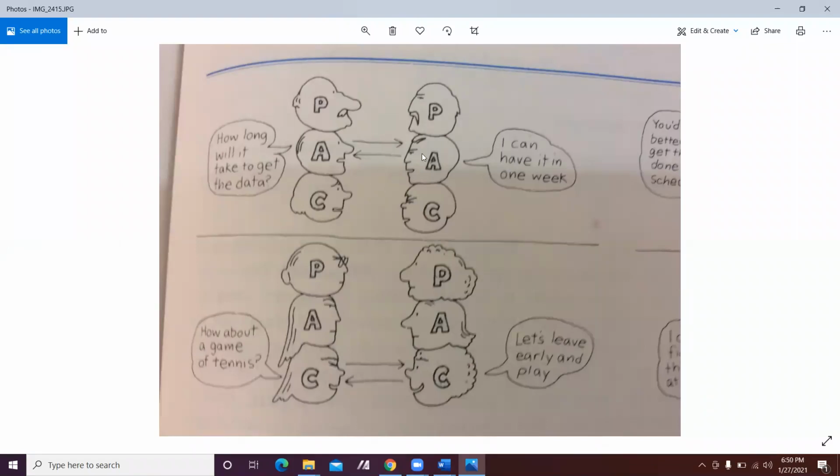Examples of complementary transactions. How long will it take to get the data? I can have it in 1 week. Adult ego to adult ego. And how about a game of tennis? A child ego to child ego. This person expected a child response, indeed got it. Then the transaction is complementary. Let us leave early and play.